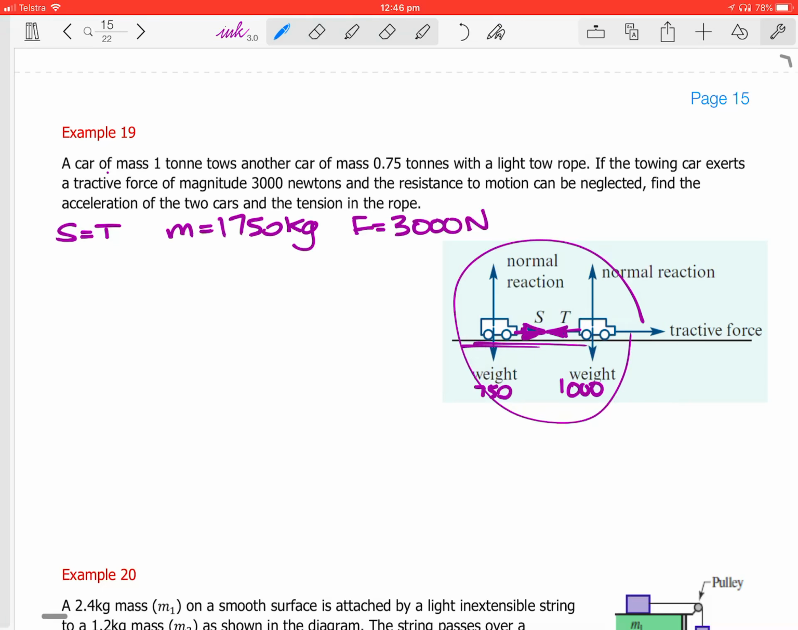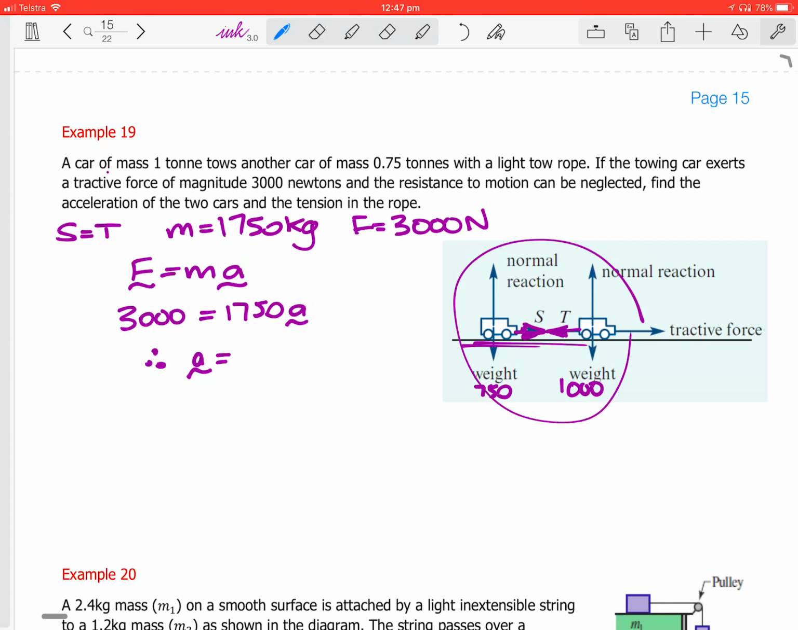If towing the car exerts an attractive force of 3,000 newtons and the resistance to motion is nil, find the acceleration of the two cars and the tension in the rope. So we know force is equal to mass times acceleration. So 3,000 equals 1750 a. Therefore, a is 3,000 on 1750, so 250 divides into both of those. I'm going to get 12 on 7 meters per second squared. So the whole system is accelerating to the right at 12 on 7 meters per second squared.